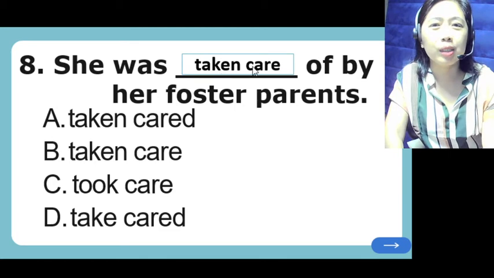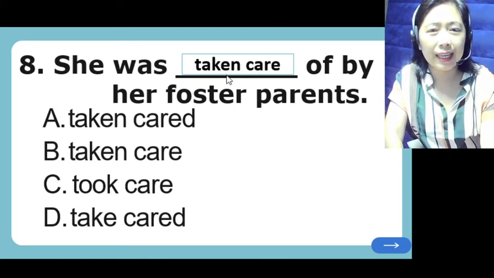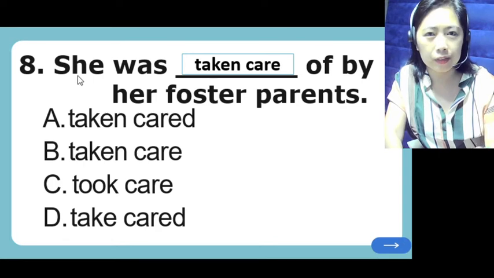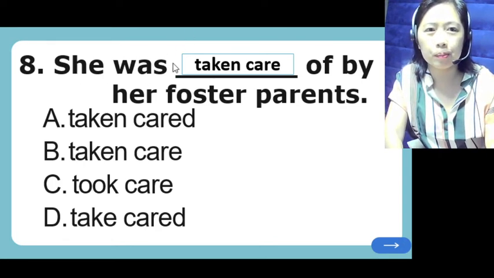Okay, she was taken care of by her foster parents. So we say "taken" here because this is already in the passive form. So "she" here is the person that was taken care of. Somebody takes care of her. Yeah, so this is the passive form. Passive form in the past tense.